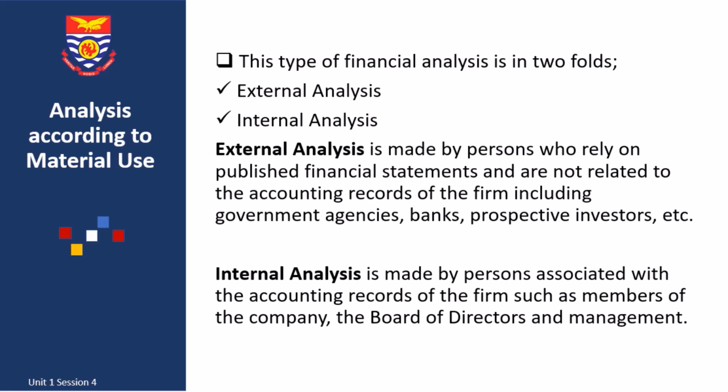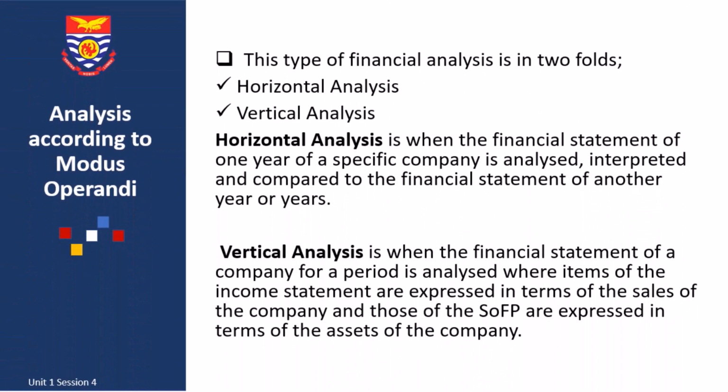Now, besides material use, there is analysis according to methods of operations or modus operandi. In this type of financial analysis, we have the horizontal analysis and the vertical analysis. The horizontal analysis is when the financial statements of one year of a specific company are analyzed, interpreted, and compared to the financial statements of other years. So it could be prior years.